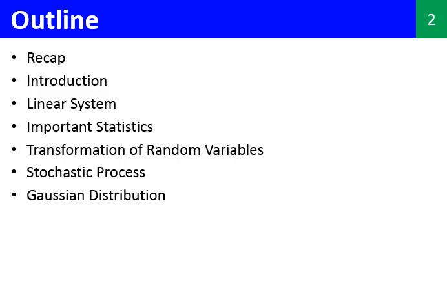Here is the outline. First, we will have a recap on what we studied last time. Then we will have an introduction to Gaussian filters, especially the Kalman filter. After that, we will learn the basics of linear systems, and next we will discuss some of the important statistics regarding random variables. Then we look at what happens when we apply linear transformations to random variables.